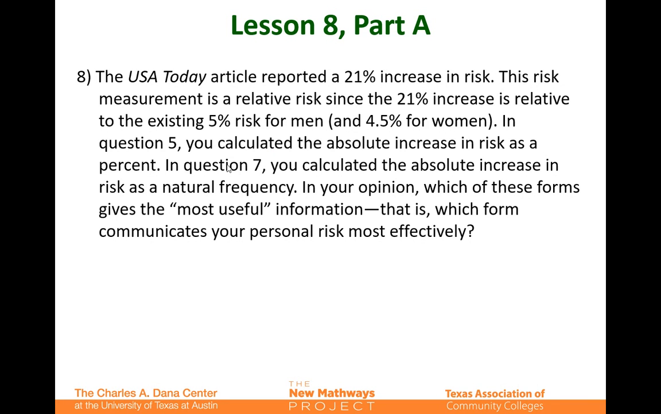The USA Today article reported a 21% increase in risk. This risk measurement is a relative risk, since the 21% increase is relative to the existing 5% risk for men and 4.5% for women. In question 5, you calculated the absolute increase in risk as a percent. In question 7, you calculated the absolute increase in risk as a natural frequency. In your opinion, which of these forms gives the most useful information?